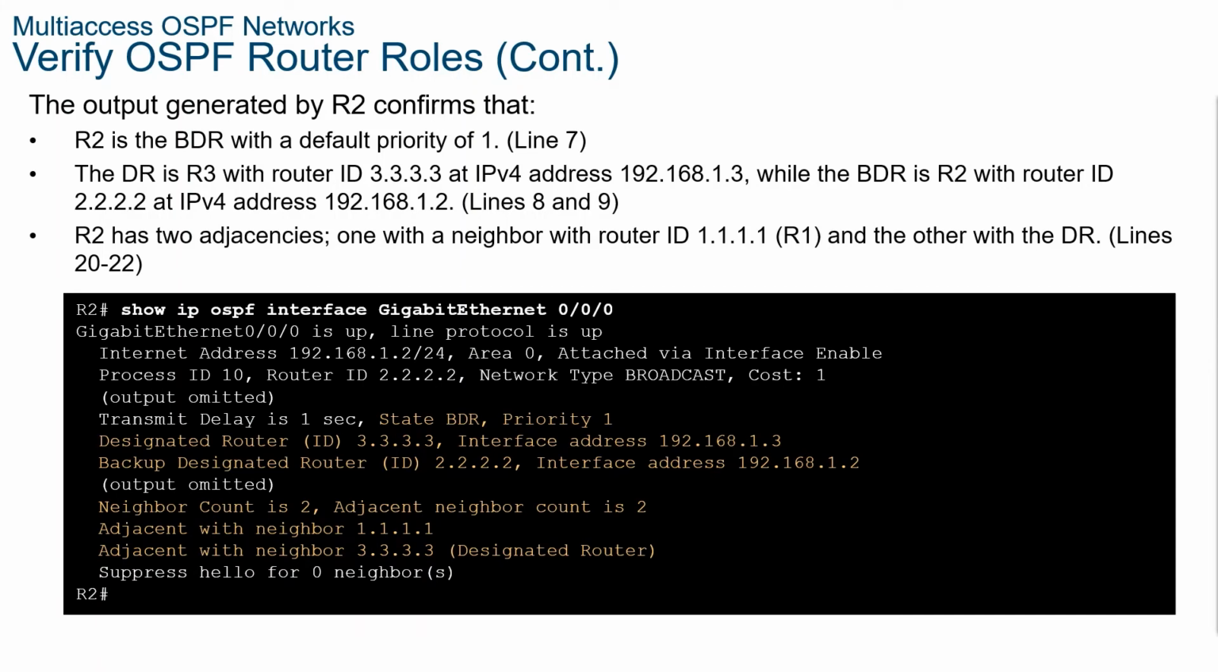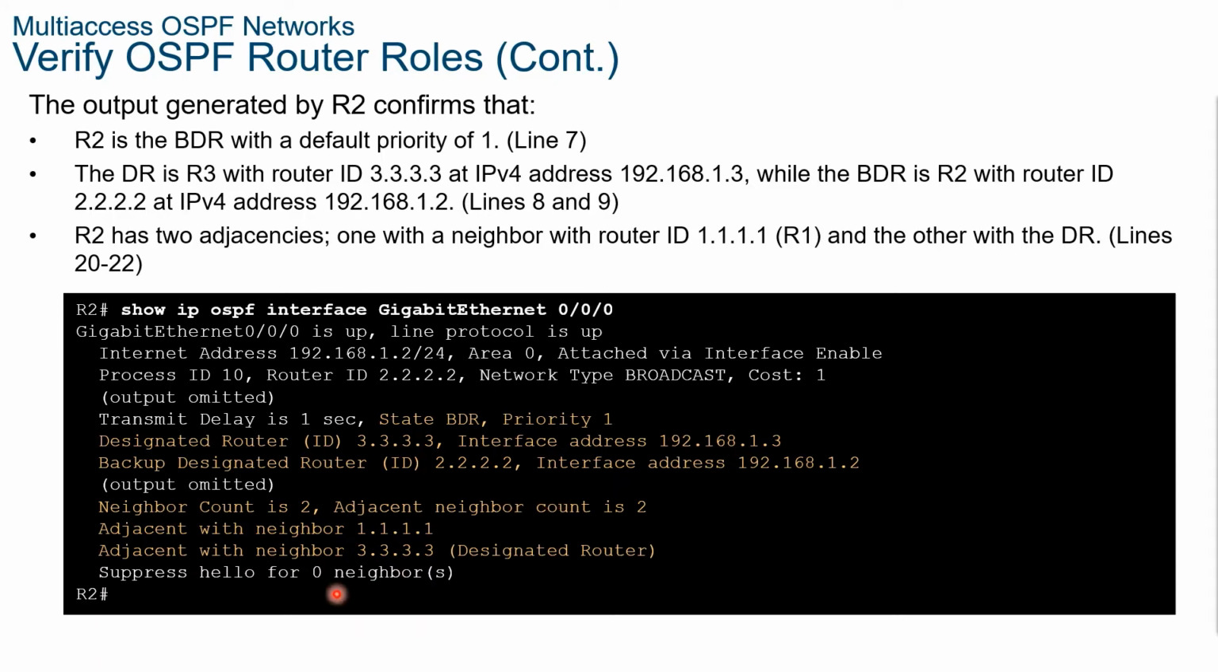Okay, so let's check R2, or router 2 here. Show IP OSPF interface gigabit Ethernet 0/0/0 here. Now the state here is the BDR and the priority is 1. So the designated router is 3.3.3.3 that is connected to 192.168.1.3 here. While R2 with router ID 2.2.2.2 at IP address 192.168.1.2 is the BDR.